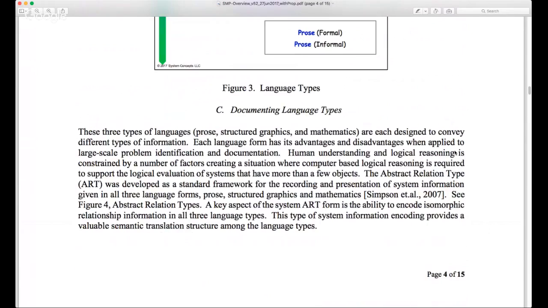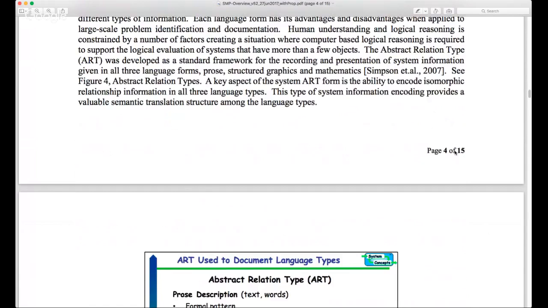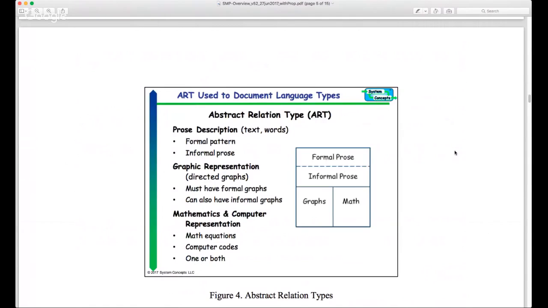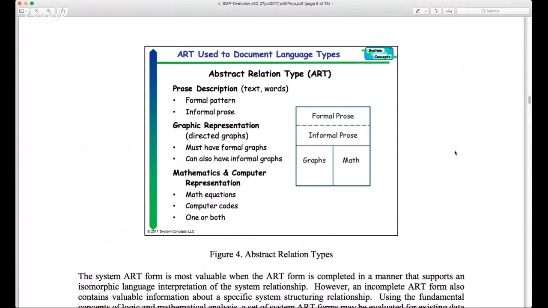Okay, so that's our language types. And then, of course, to work with our isomorphic transforms and the three language types of Warfield, we generated, talked about, and demonstrated how you use them.